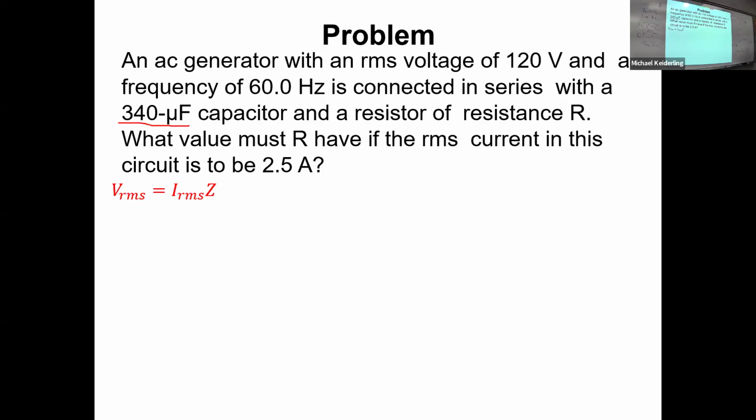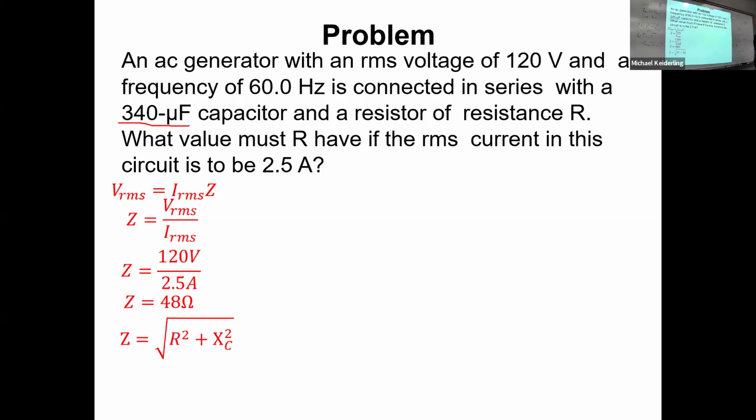So we'll start by finding the impedance. Voltage root mean squared equals current root mean squared times impedance. Impedance is voltage root mean squared divided by current root mean squared. So 120 volts divided by 2.5 amps gives you an impedance of 48 ohms.